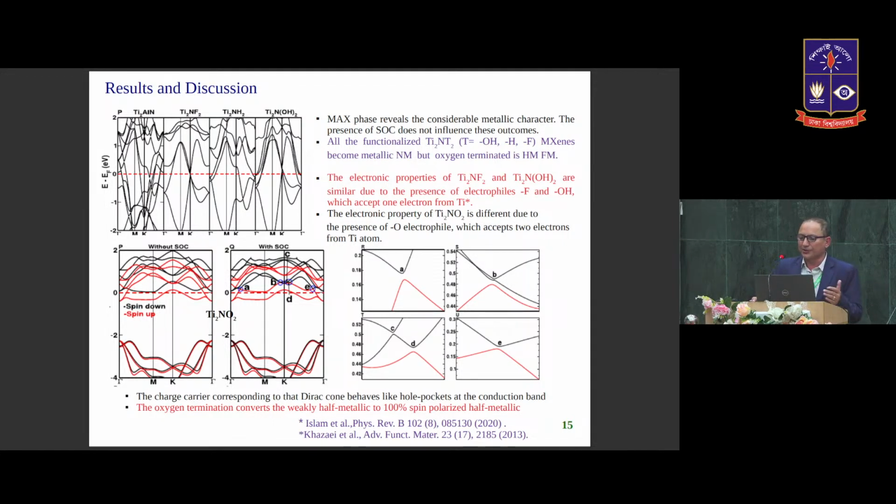So the electronic properties of Ti2NF2 and Ti2NOH are similar due to the electronegative F and OH, which each accept one electron from the Ti. Similarly, O is electronegative and accepts two electrons from the Ti atom. So the charge carriers correspond to holes, and they behave like a hole packet. The oxygen termination converts this weakly half metallic state to 100% spin polarization in the half metallic case.